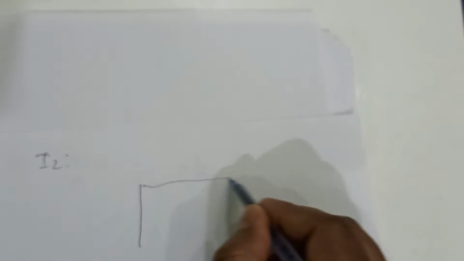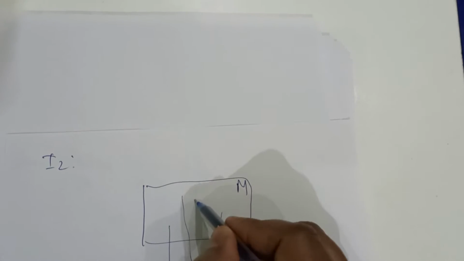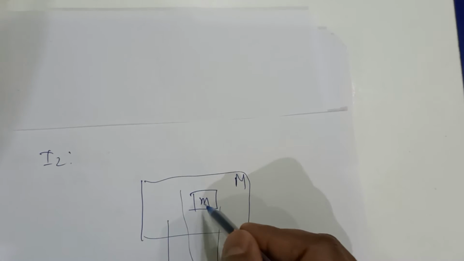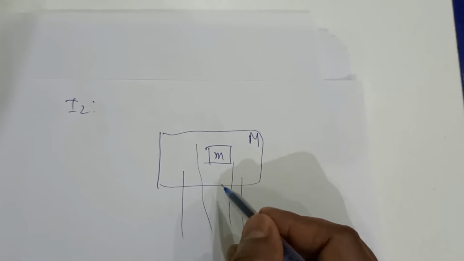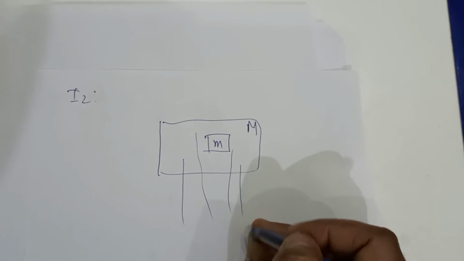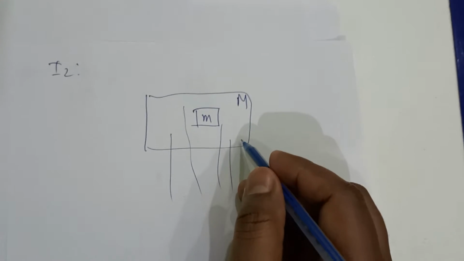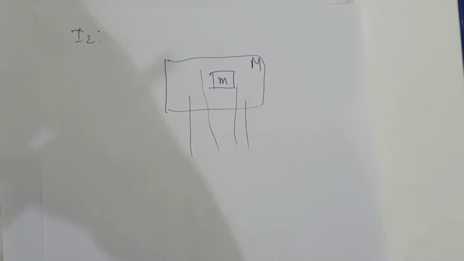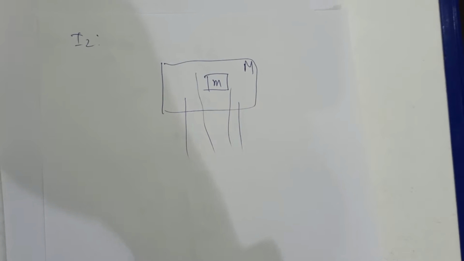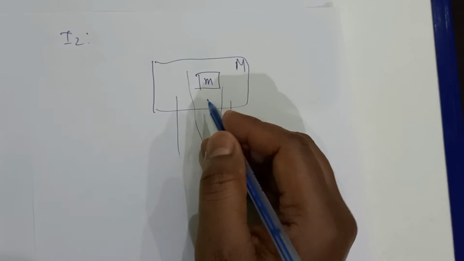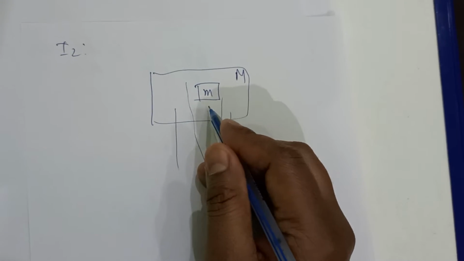Suppose this is a table of mass capital M, and one book of small mass m is kept on the table. We want to know why this book is not falling down, or why this table is not falling down, even though the force of gravity is acting downward on it. So using Newton's second law, we will solve this problem.